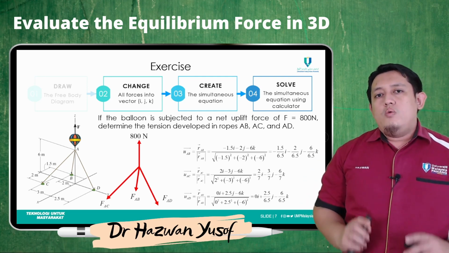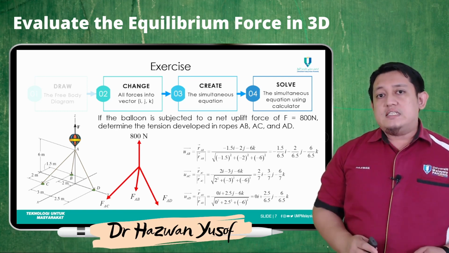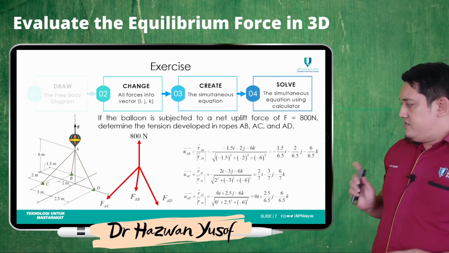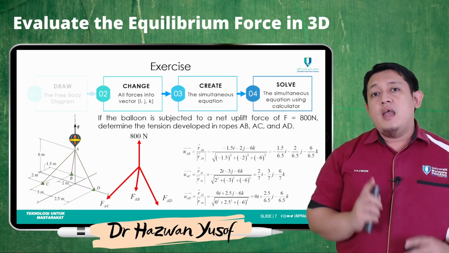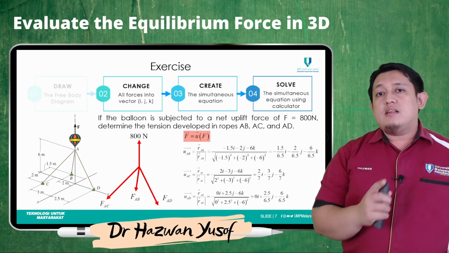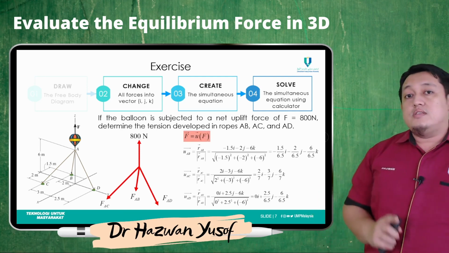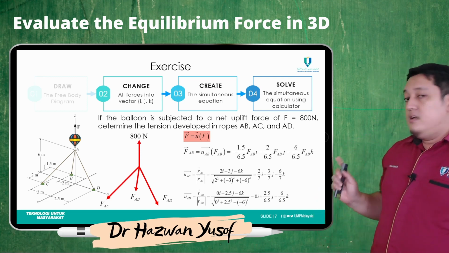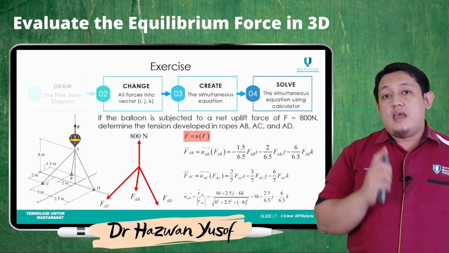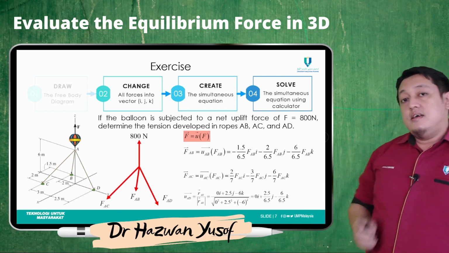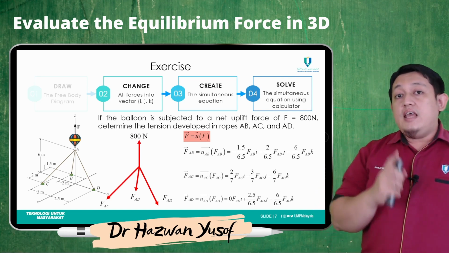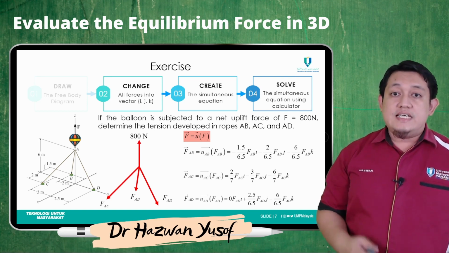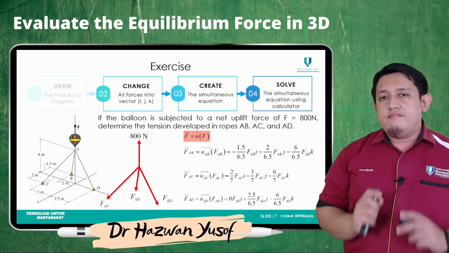Now, we have all the unit vectors of the force inside all three cables. To change these forces into Cartesian vector form, what we need to do is simply multiply the unit vector with the force. So, force FAB in vector will be like this. Force FAC will be like this. And force FAD will be like this. So we have already changed all the forces inside the cables into vectors.